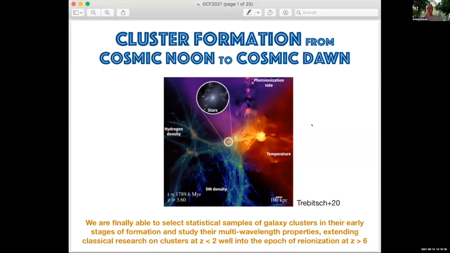So the summary of this talk, I think, is that we're finally able to select statistical samples of galaxy clusters in their early stages of formation, and study their multi-wavelength properties. And this is extending classical research on clusters between the present day and cosmic noon well into the epoch of reionization, as I will show and other speakers will show this conference. Maybe not quite at the level of detail as provided by these wonderful hydro simulations of forming clusters, as in this example I show here, but maybe at a sufficient level of detail that we can start comparing data with theory and constrain the theory.